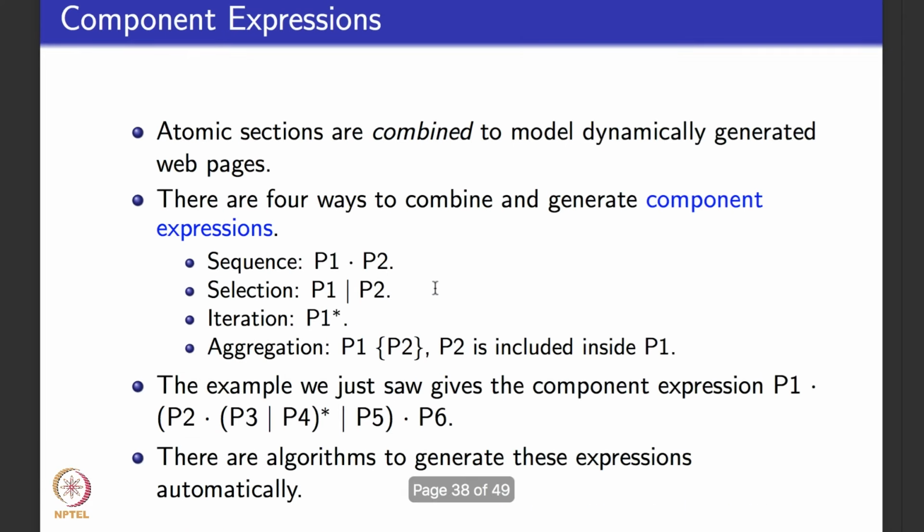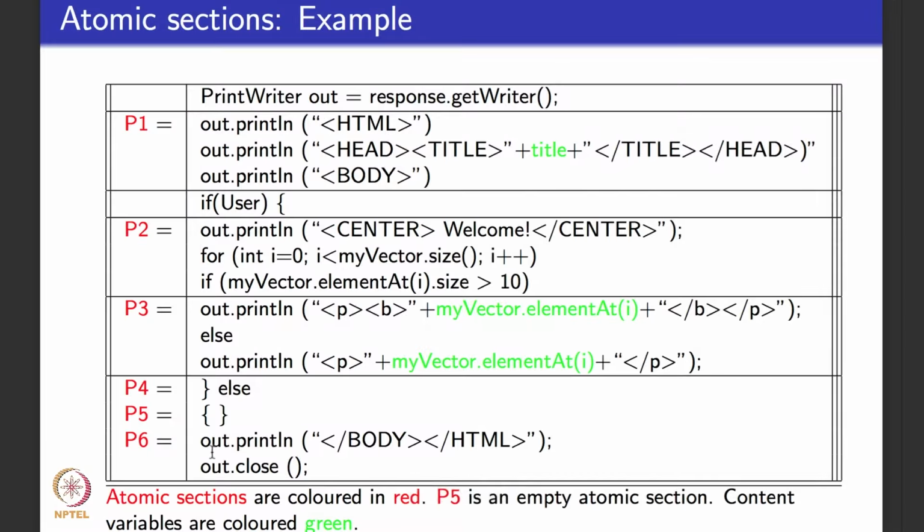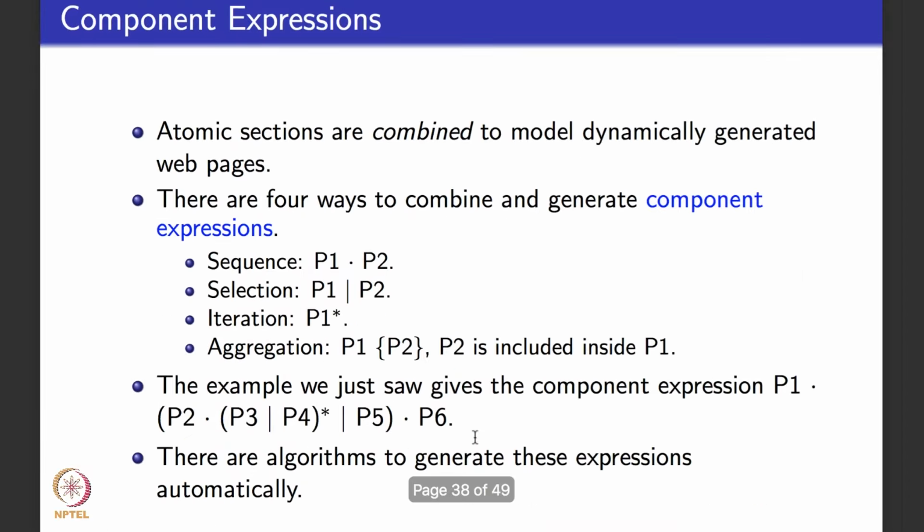So the sequential composition of that would be, you print P1 and then you do P2 and then you either print P3 or P4 as many times as the for loop would run, or if the user is not validated, print the empty atomic section P5. Whatever you do, follow it with P6, which closes the HTML body and the main HTML tag. So this is how atomic sections are combined, and this is the graph also corresponding to the component interaction model.